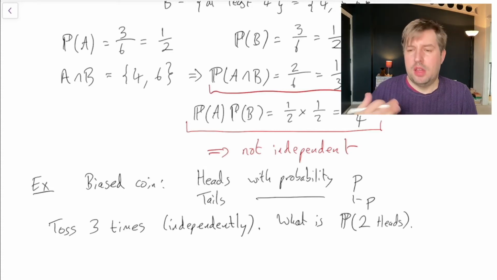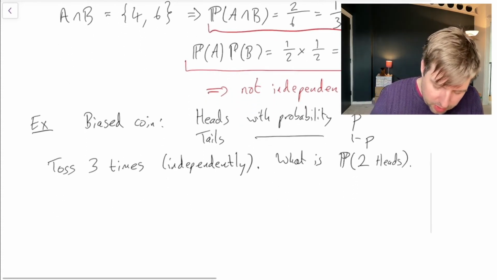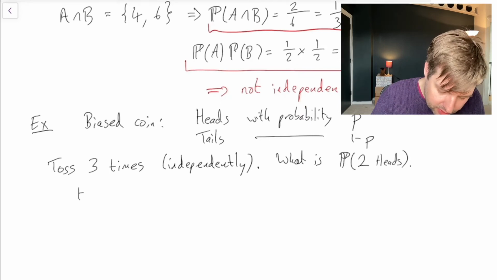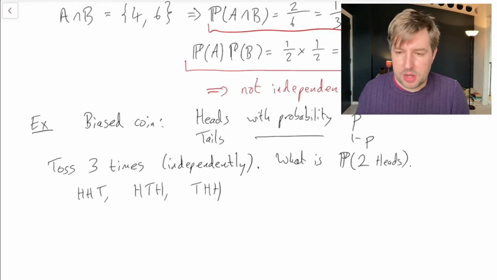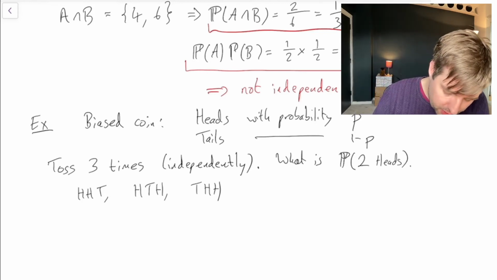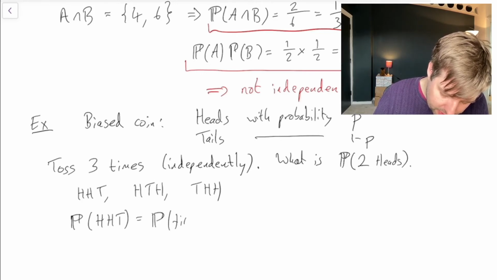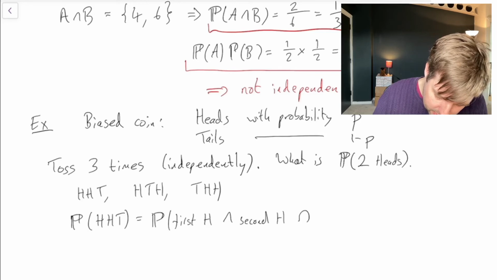Okay, well, how could we get 2 heads? We could get this as head, head, tail. We could get this as head, tail, head. We could get it as tail, head, head. That is, the tail could be the first, second, or third coin, and the other 2 would have to be heads. So, for example, probability of head, head, tail is the probability that the first coin is heads, and the second is heads, and the third is tails.